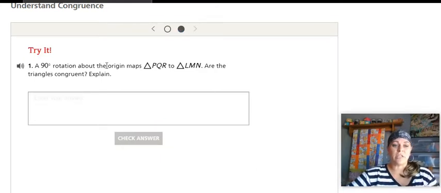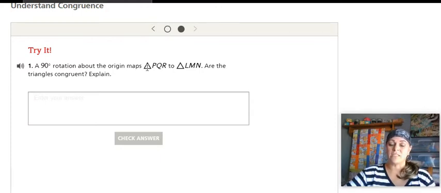A 90-degree rotation about the origin, these 2 triangles, are the triangles congruent? If you rotated this one 90 degrees to become this one, would they be congruent, yes or no, and why?